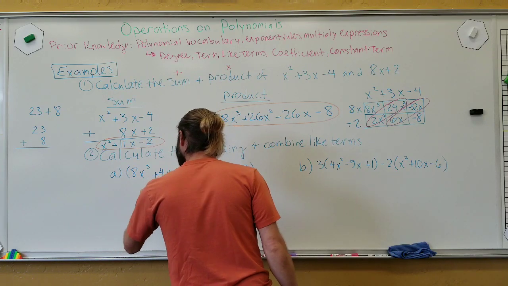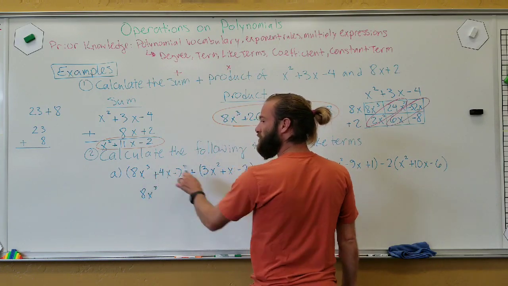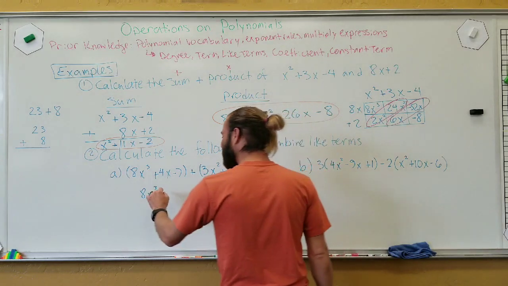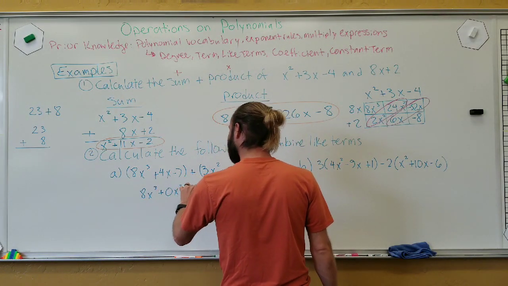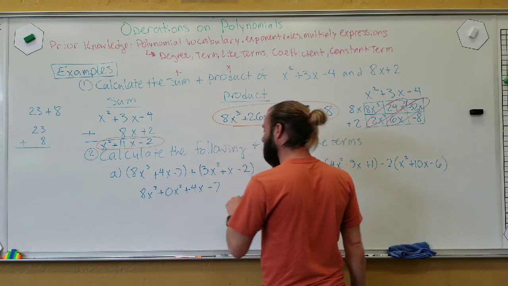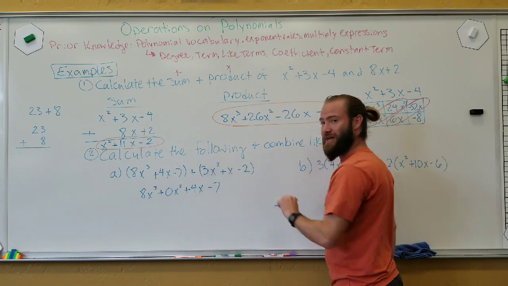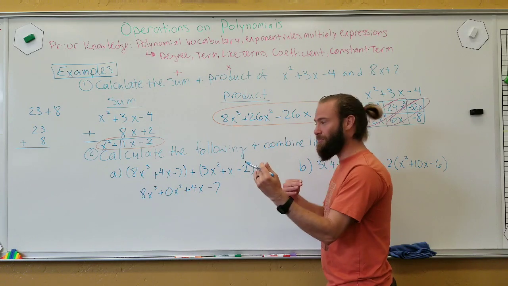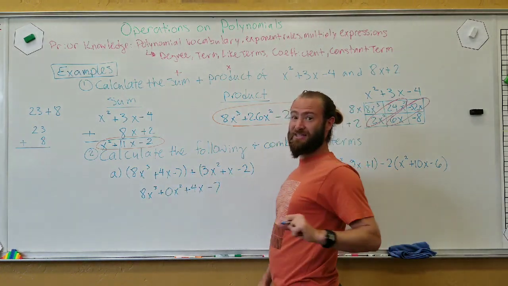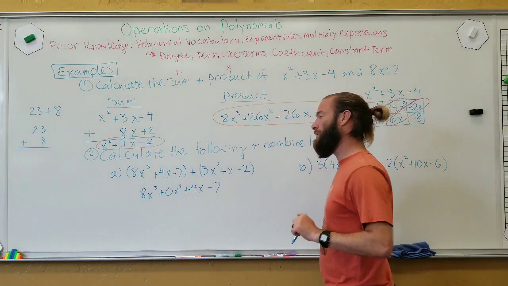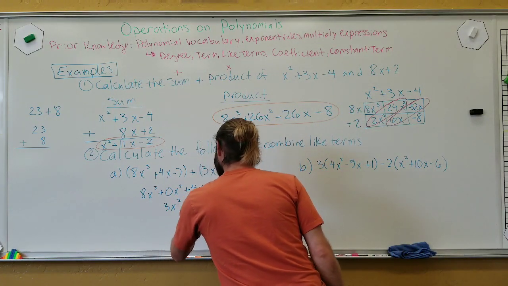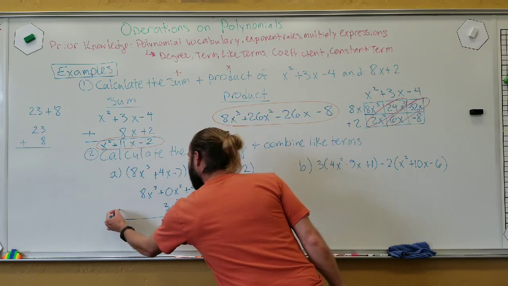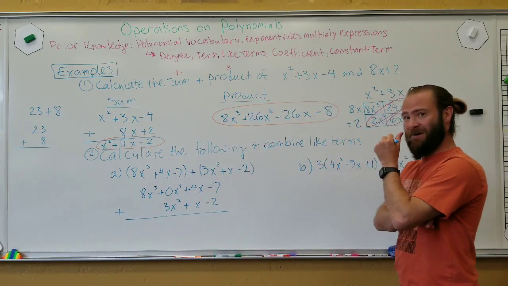So 8x cubed, you'll notice this is missing the squared term, right? Technically it has a 0x squared with it. And that's important because our other polynomial does have an x squared term. So they wouldn't line up properly if I didn't insert that 0x squared that's technically there. And so I'm going to do 3x squared plus x minus 2 here, and I'm adding those together.